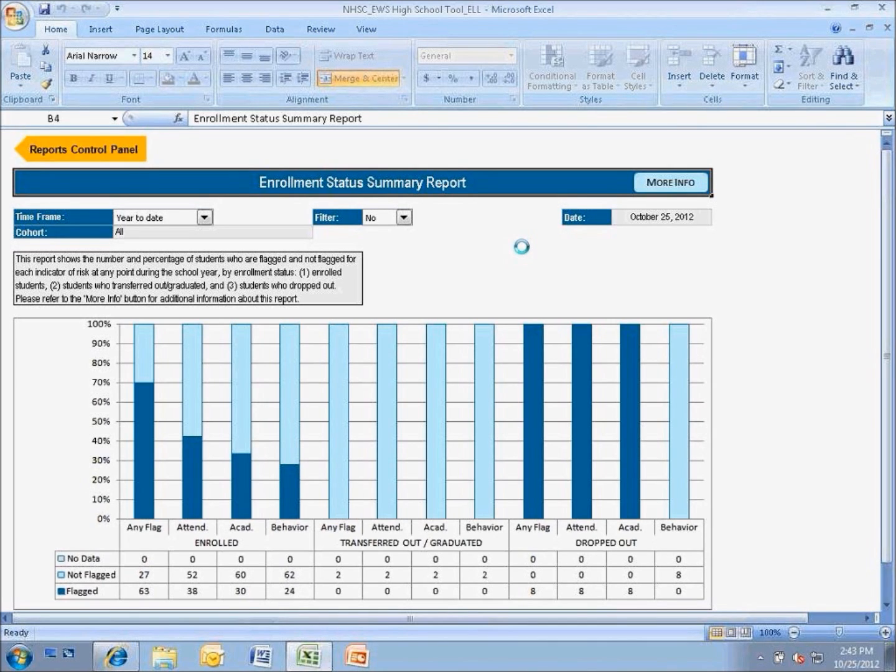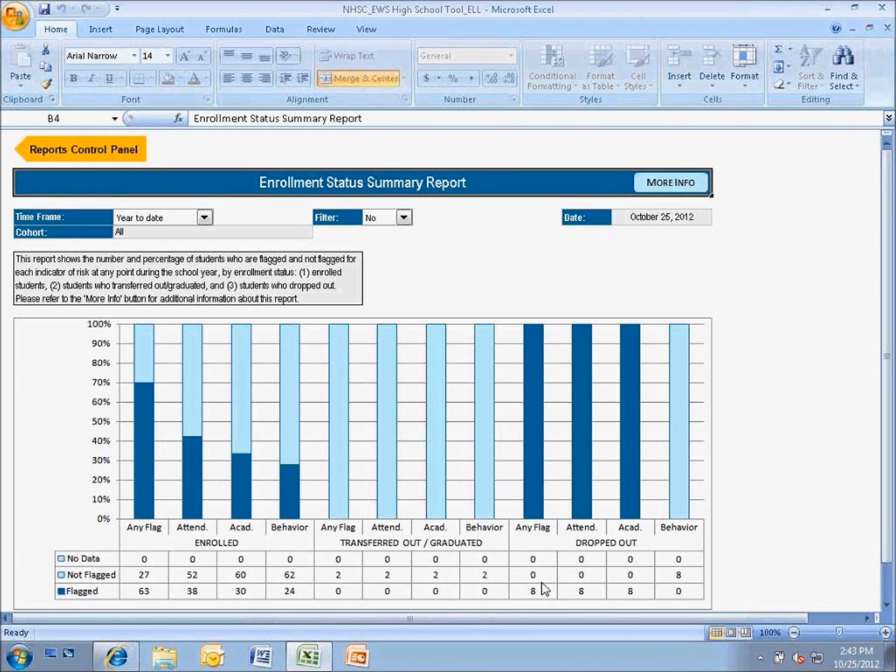For example, you have your enrolled students. You can see that 63 of the students who are currently enrolled have been flagged as at risk, so approximately 70%. But you can also see that 2 of the students who left the school by either transferring or graduating, the 2 students who did leave the school, were not flagged for any indicators of risk.